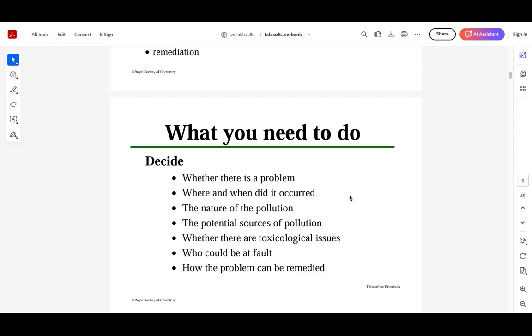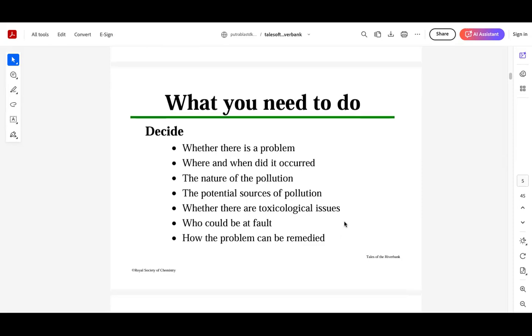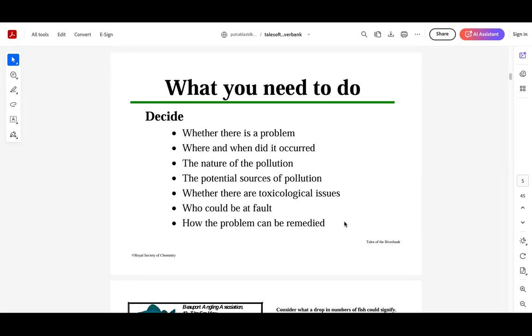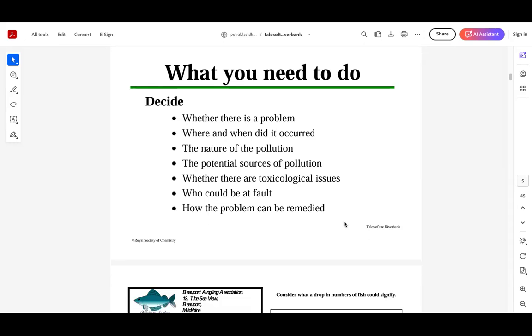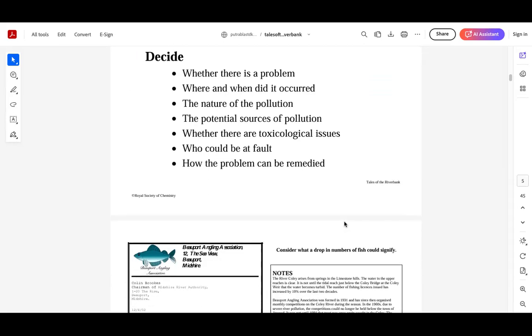The nature of the pollution, whether it is due to toxic metals or due to pesticides. Because based on that you can identify the source of the pollution and whether there are toxicological issues, and finally who could be the contributor to this issue. So you don't have to talk about the remedy. So just remove the last point.